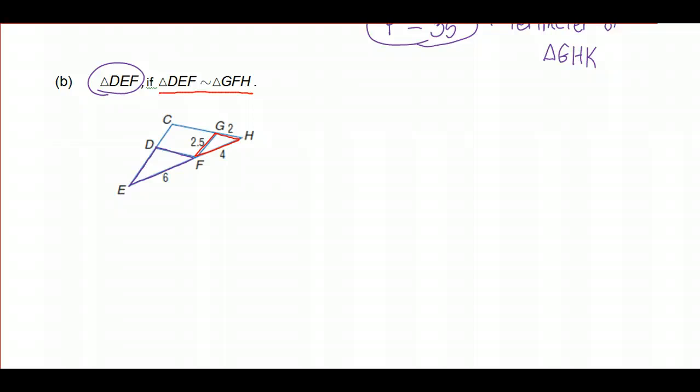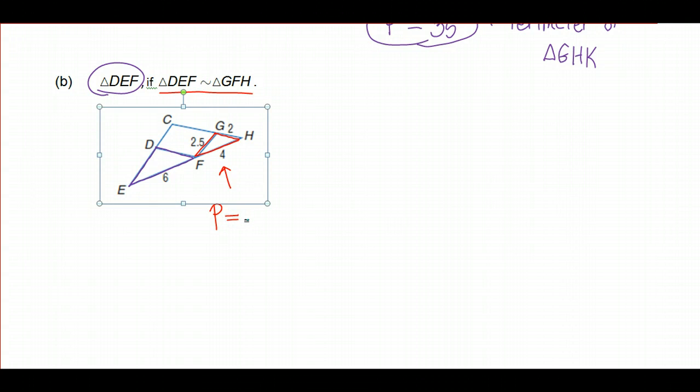So looking at this triangle, what is the perimeter here? Well, that's 2.5 plus 2 plus 4. So that will be 8.5.